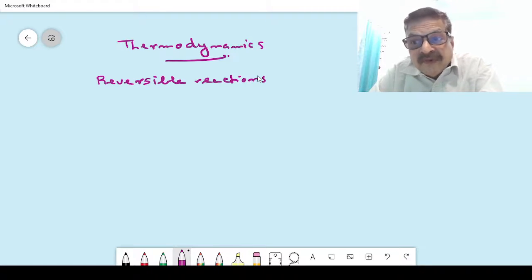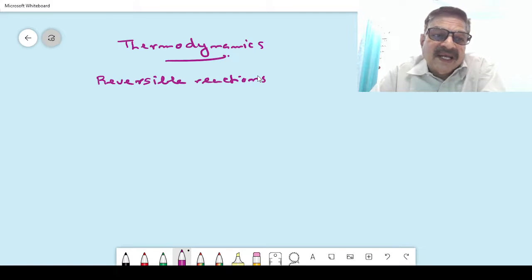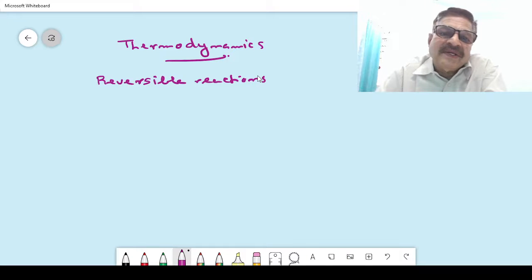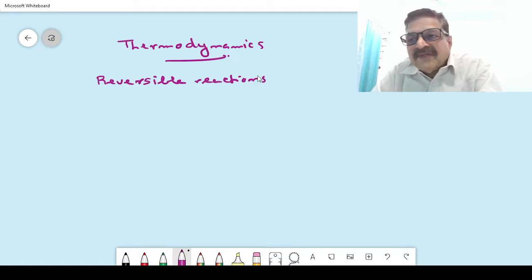So these two opposing reactions take place at the same rate. Therefore, there is no net change in the concentrations of the products and the reactants. It remains constant, but it is not equal. The concentrations of the products need not necessarily be equal to the concentrations of the reactants, the starting materials. The concentrations don't change thereafter.